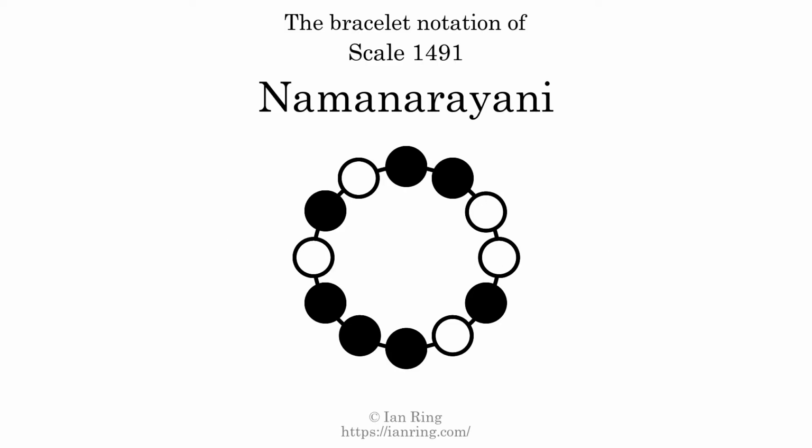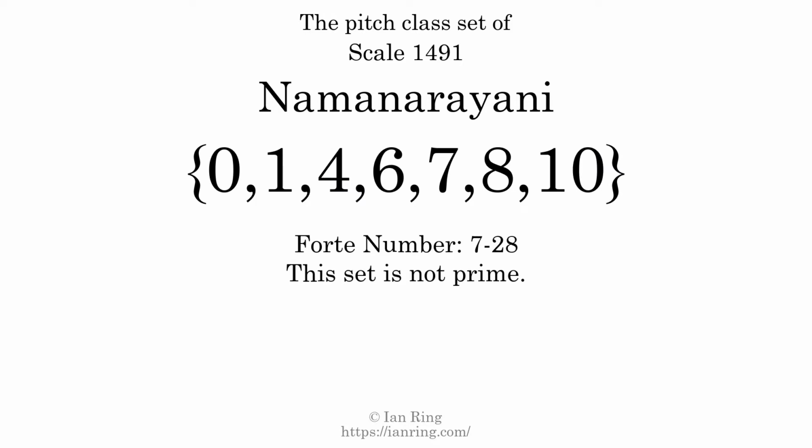This is a bracelet notation diagram of scale 1491. The shaded circles represent tones that appear in the scale, and they are read clockwise, starting at the top. The pitch class set for this scale is 0, 1, 4, 6, 7, 8, 10. The fault class is 728. This set is not prime.